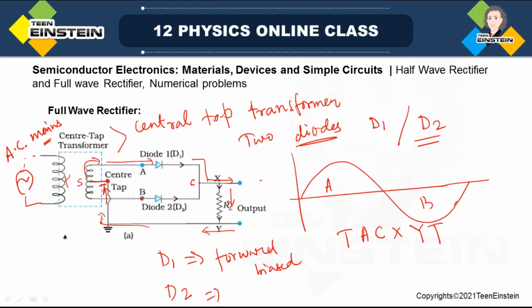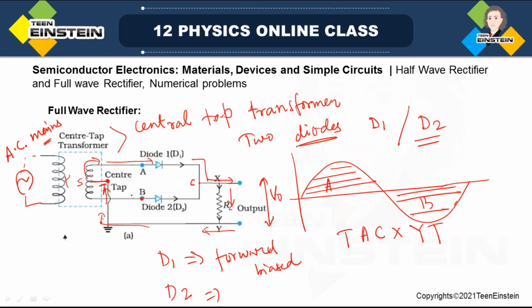But anyway, you will get the voltage over here. Okay, you will get the voltage across RL. Suppose that is V0. So this is the positive half cycle. So in one half cycle you get positive voltage. Okay, now let us see the negative half cycle.